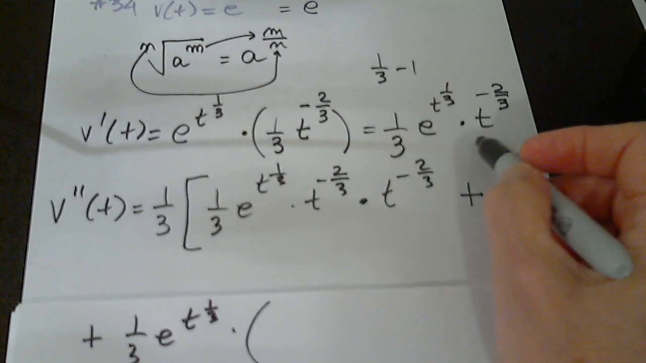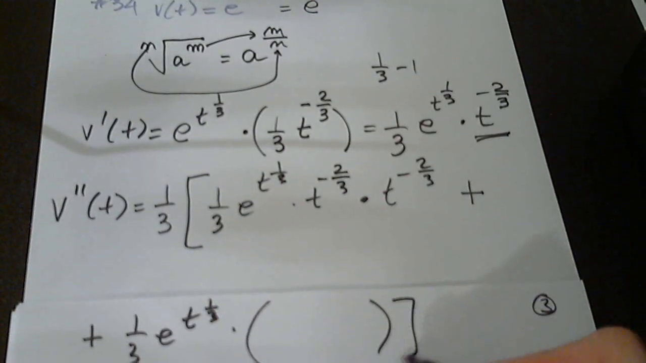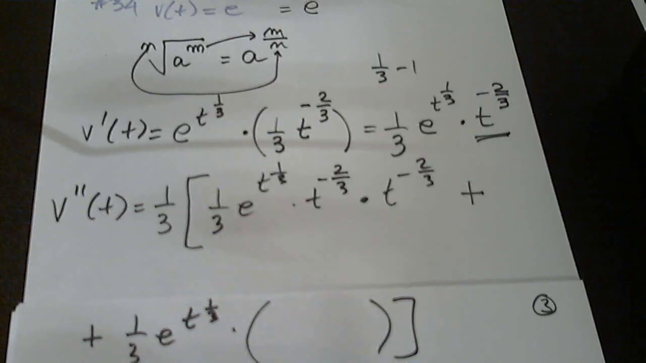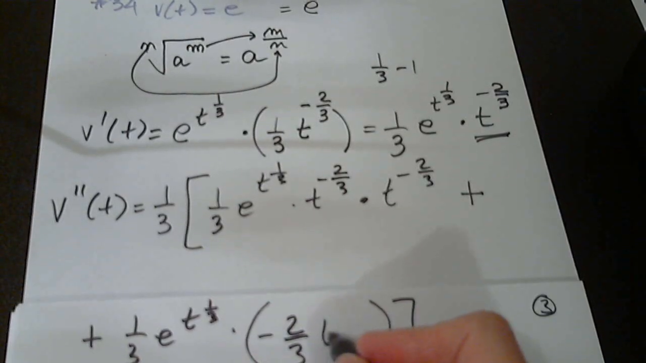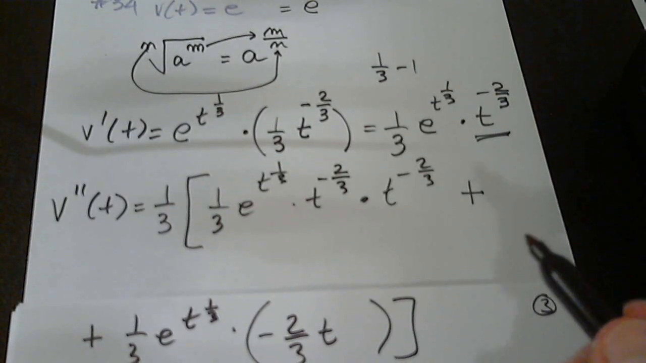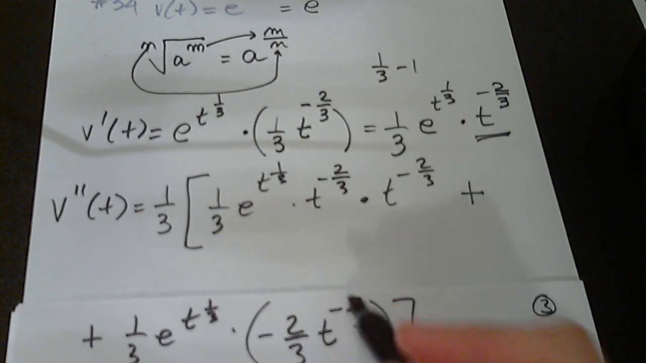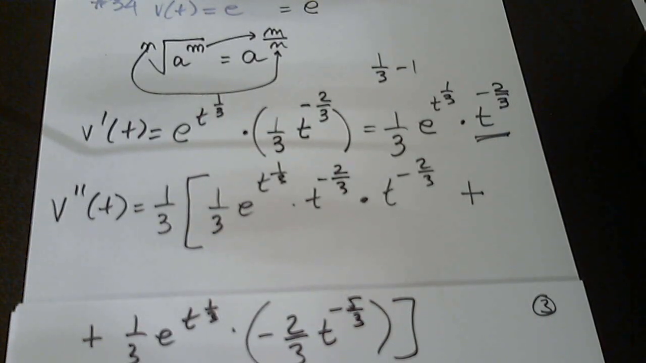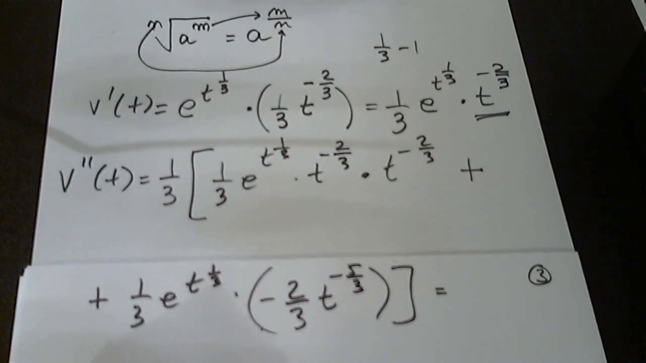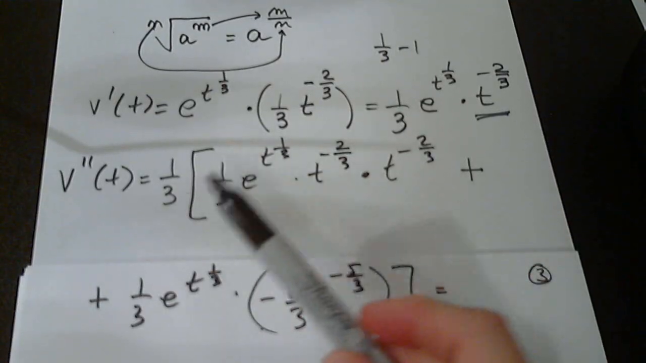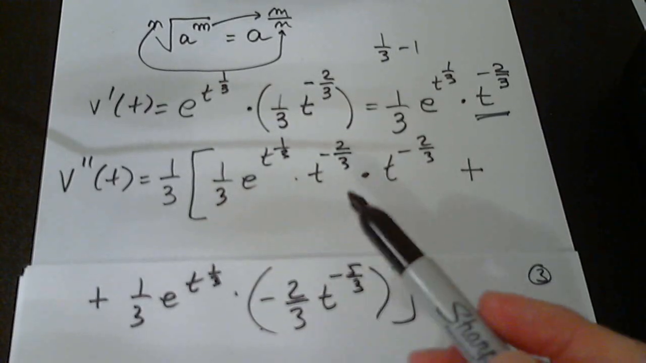Can anyone differentiate this for us? T to -2/3. We bring down -2/3 and then t to which power? -5/3. Excellent. Thank you. -5/3. Now I'm going to try to see what is going on in here. Okay, so still leave the 1/3 outside.